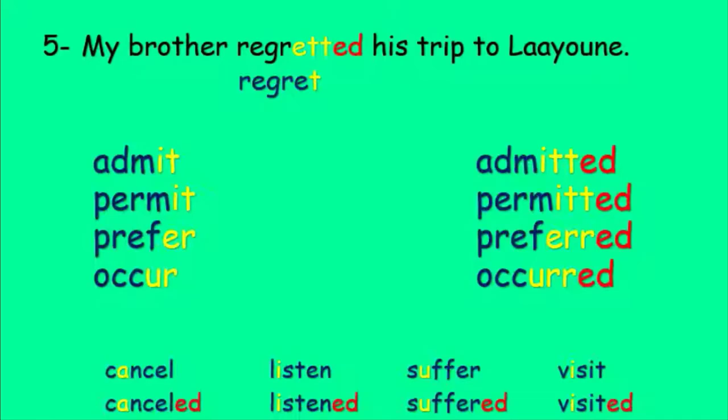Occur becomes occurred. Now there are other examples which are different. For example, cancel, listen, suffer, and visit. Cancel is different. It has two syllables, but the first syllable is stressed. So we say CAN-cel, not can-CEL. Cancel, listen, suffer, visit. In this case, we don't double the last consonant.